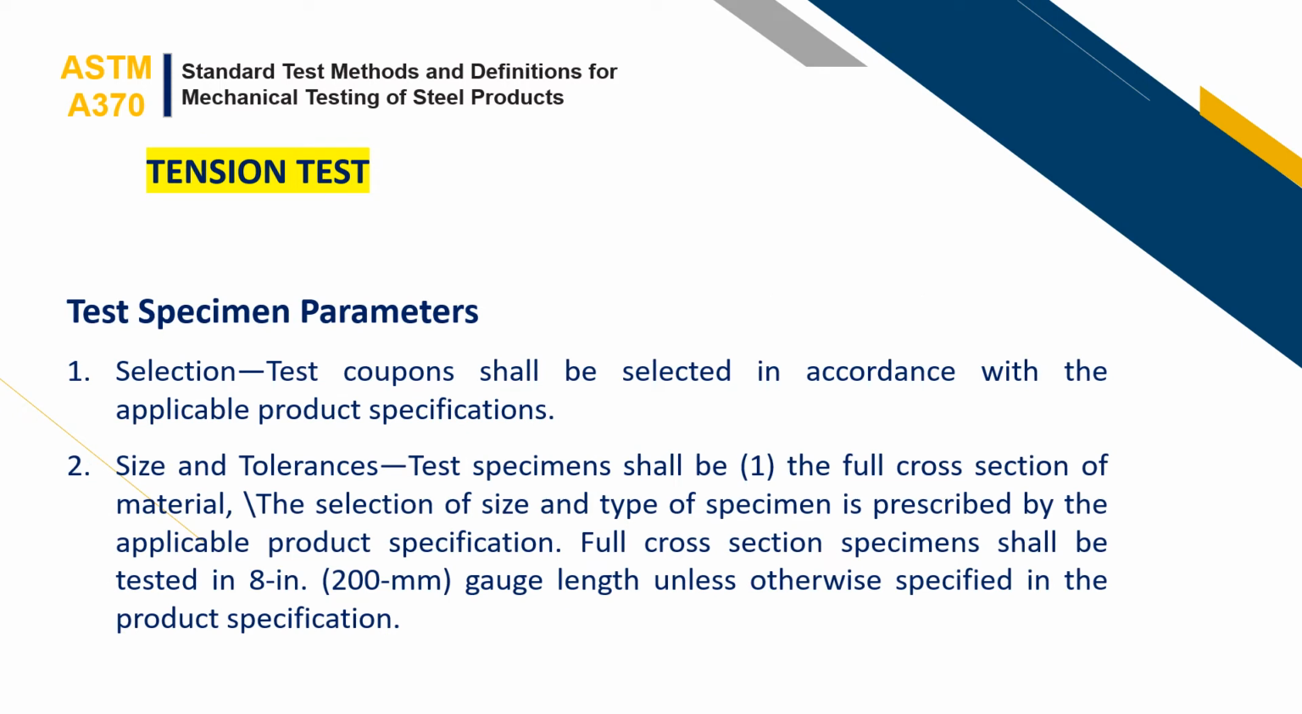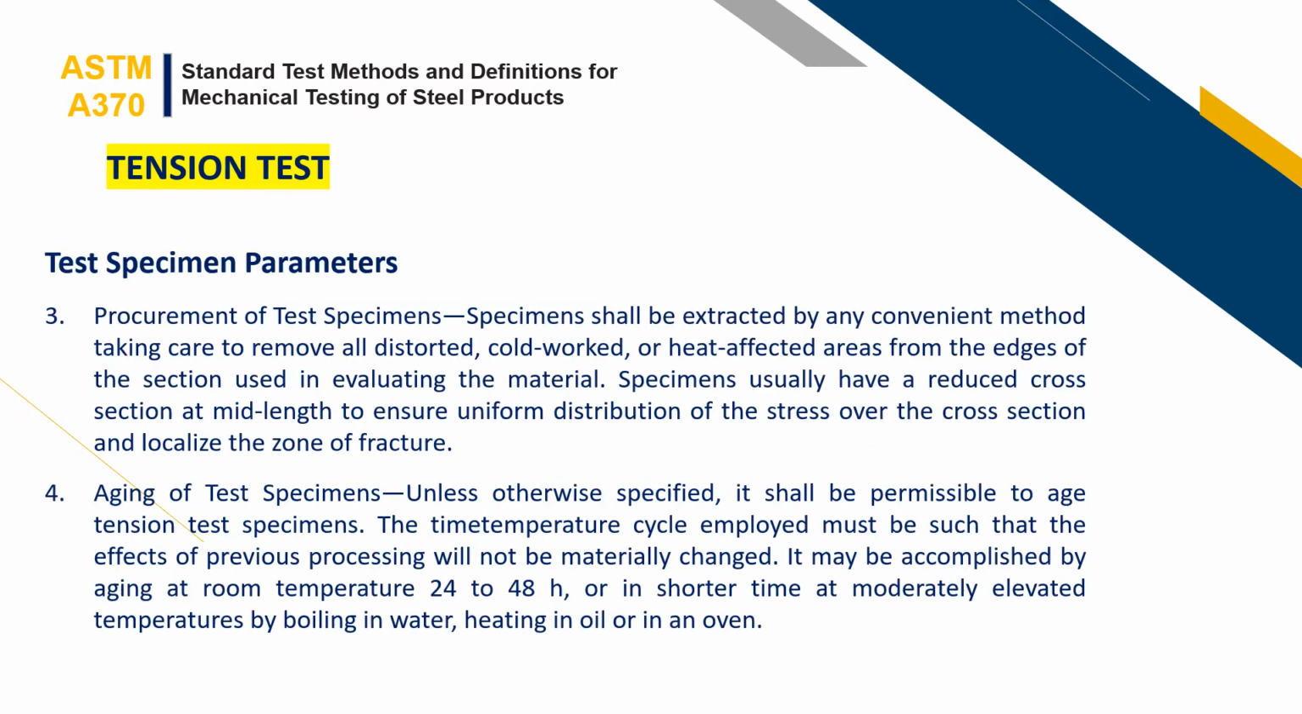For the test specimen parameters, first is the selection. Test coupons shall be selected in accordance with the applicable product specification. For the size and tolerances, test specimens shall be one of the full cross-section of the material. The selection of size and type of specimen is prescribed by the applicable product specification. Full cross-section specimens shall be tested in 8-inch or 200 mm gauge length unless otherwise specified in the product specification.